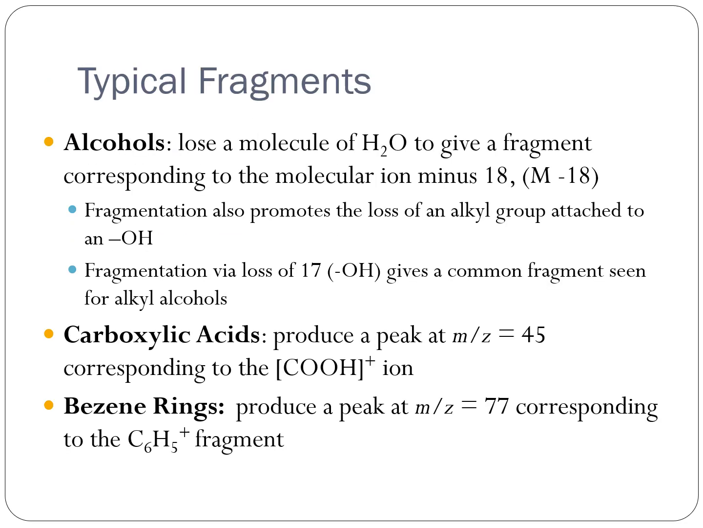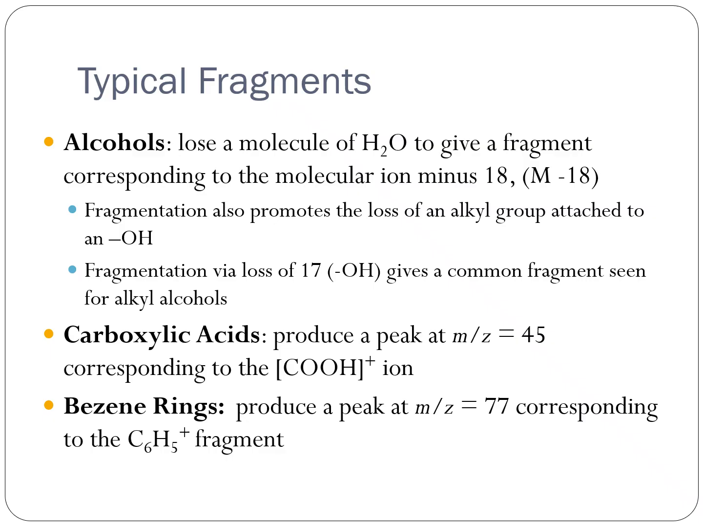We have some other typical fragments. For example, alcohols will tend to form fragments by the loss of an OH, or 17. Carboxylic acids will always produce a peak at 45. Again, this is a relative abundance at 45 because that carboxylate functional group will get broken off and will fragment in such a way as to have a mass-to-charge ratio of 45.